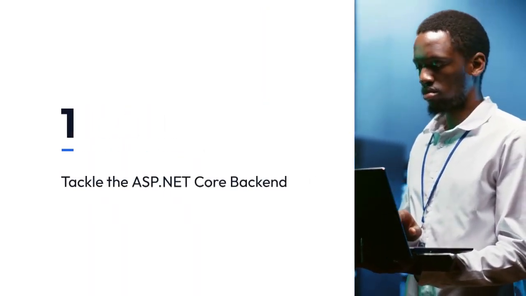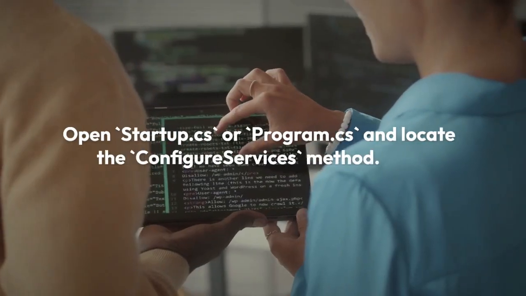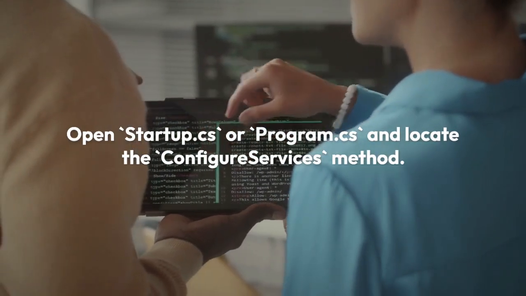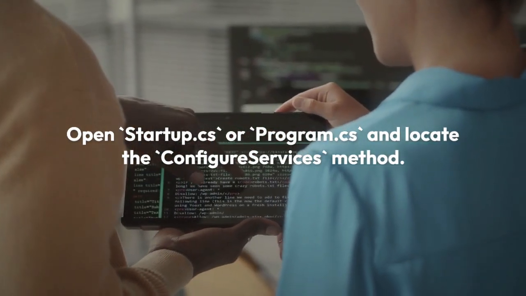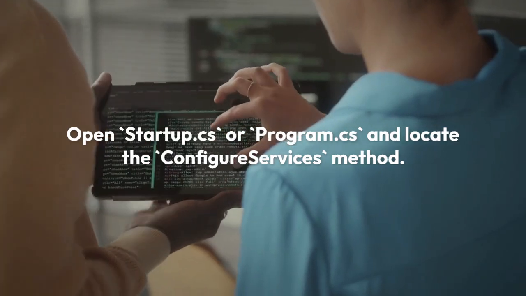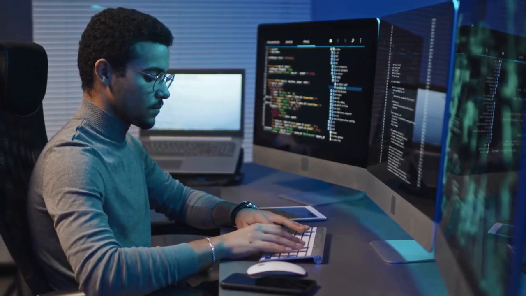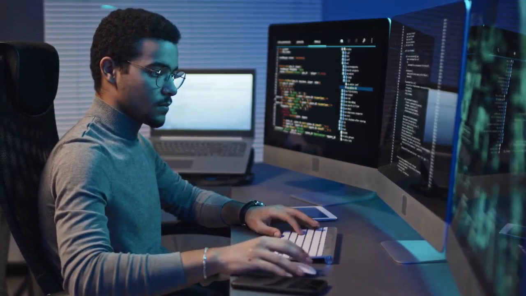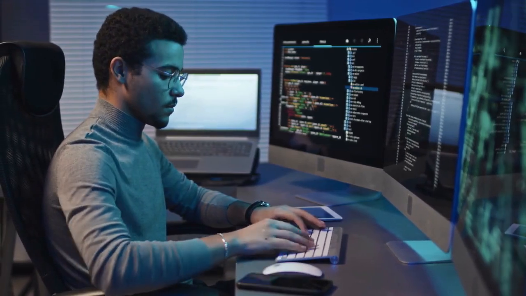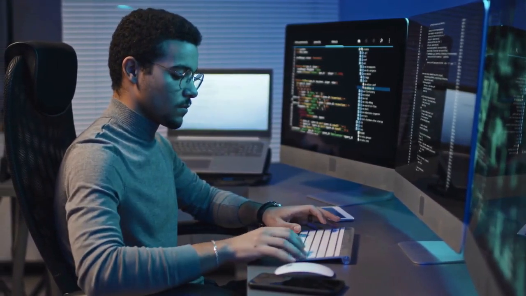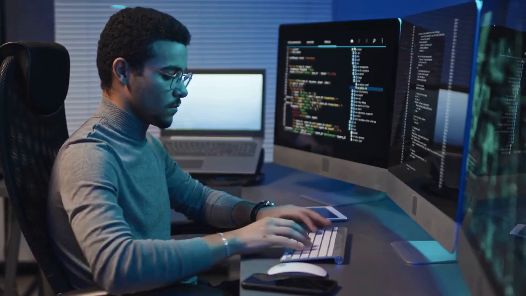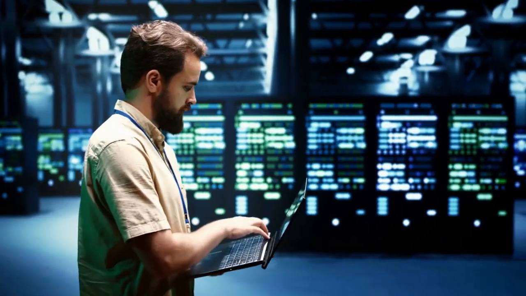1. First, let's tackle the ASP.NET Core backend. Open your 'Startup.cs', or 'Program.cs' in .NET 6 and later, file and locate the ConfigureServices method. Inside this method, you'll need to add a service to configure the maximum request body size. You can do this using the app.Use(async (context, next) => { context.Request.EnableBuffering(); await next(); }) middleware. This allows the server to handle larger requests.